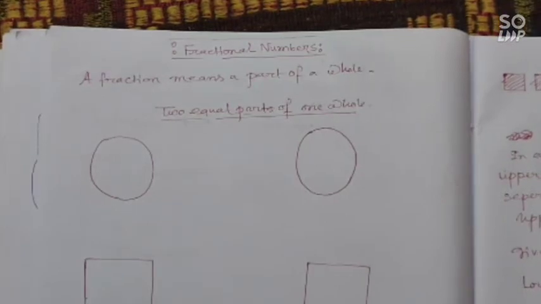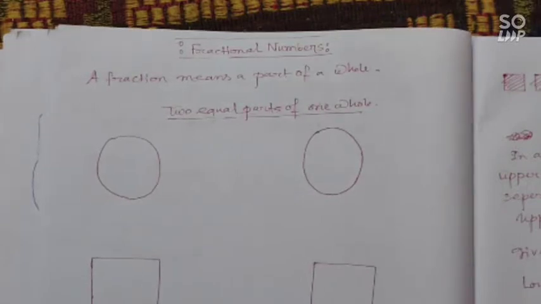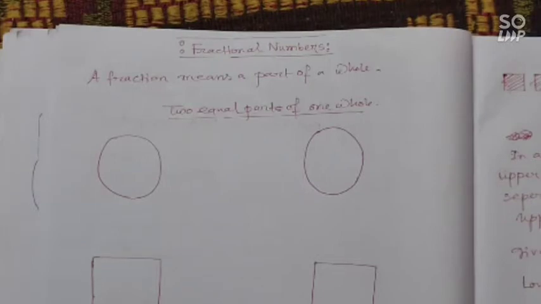Today we are going to start a new chapter, chapter number 7. The name of the chapter is fractional numbers. In this chapter, you will know about fractional numbers. There are many fractional numbers, but in this chapter you will only learn about two types of fraction. One is 1/2 and the other fraction is 1/4. So in this chapter, we will discuss two types of fraction, that is 1/2 and 1/4.